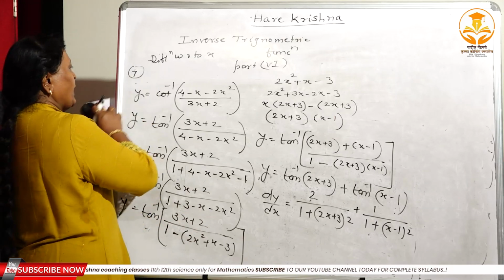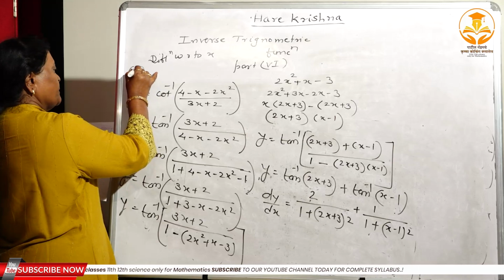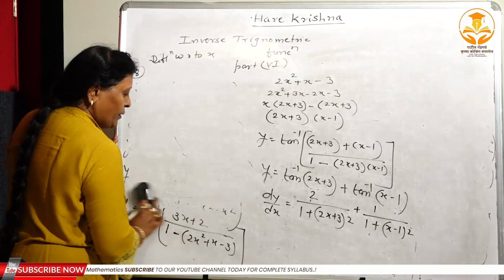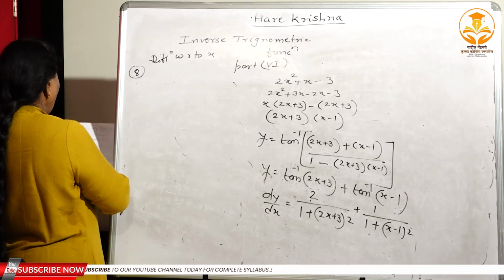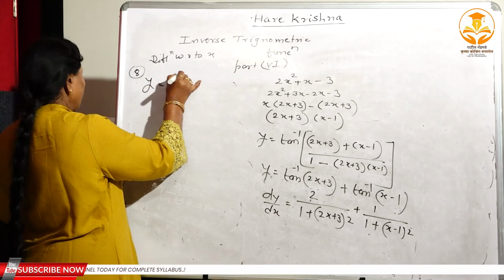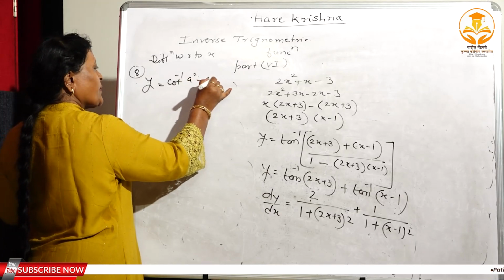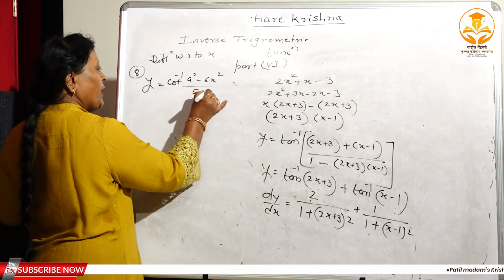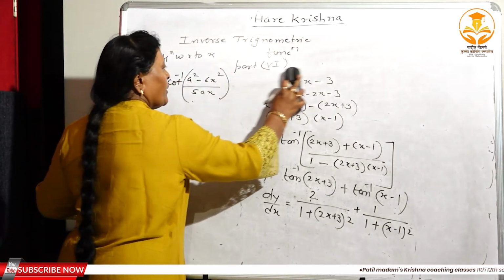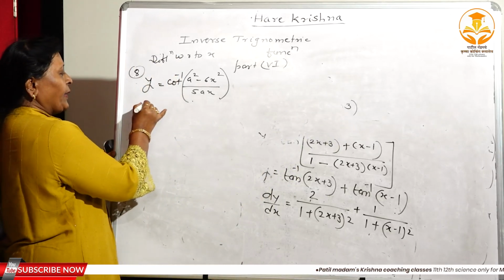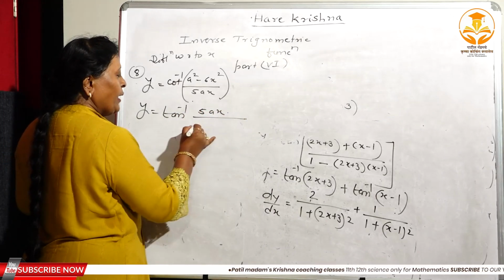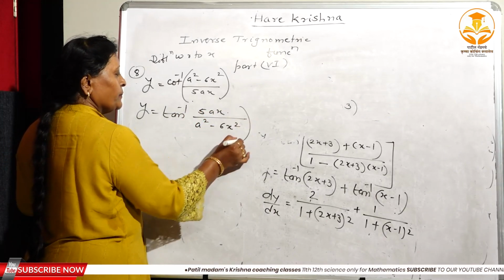Again I will take the eighth unusual, that is y is equal to cot inverse of 5ax divided by a square minus 6x square, right? Again first, what is your duty? First you have to convert the cot inverse in the form of a tan inverse. Therefore tan inverse, this you can write as a square minus 6x square divided by 5ax.